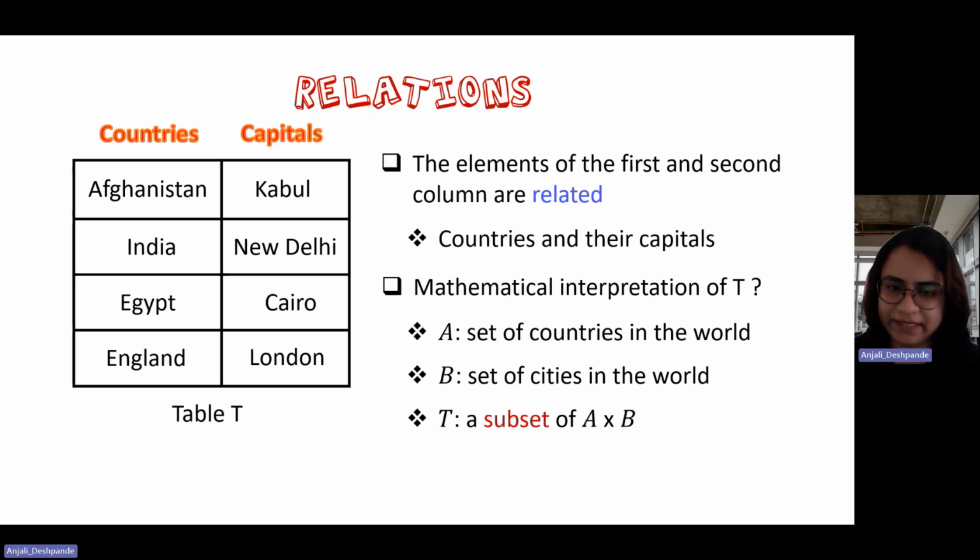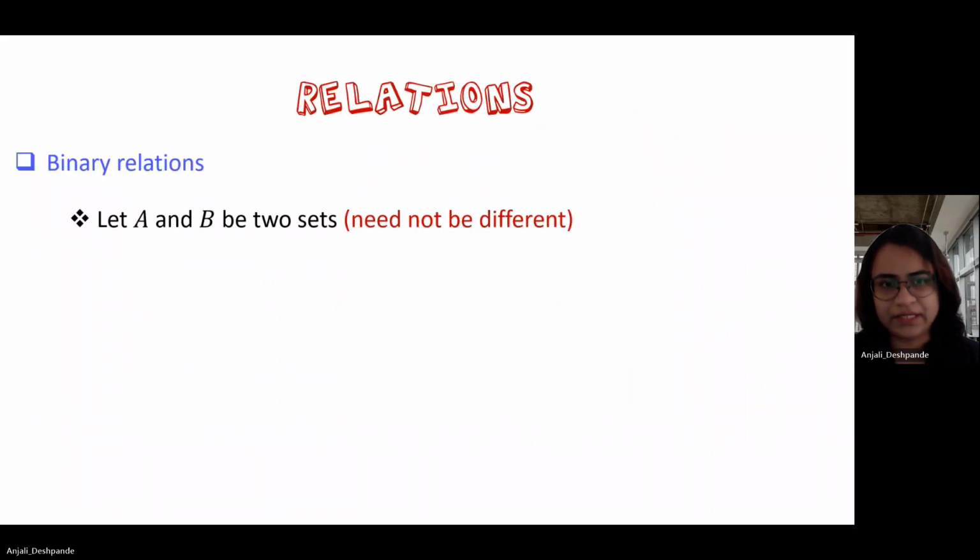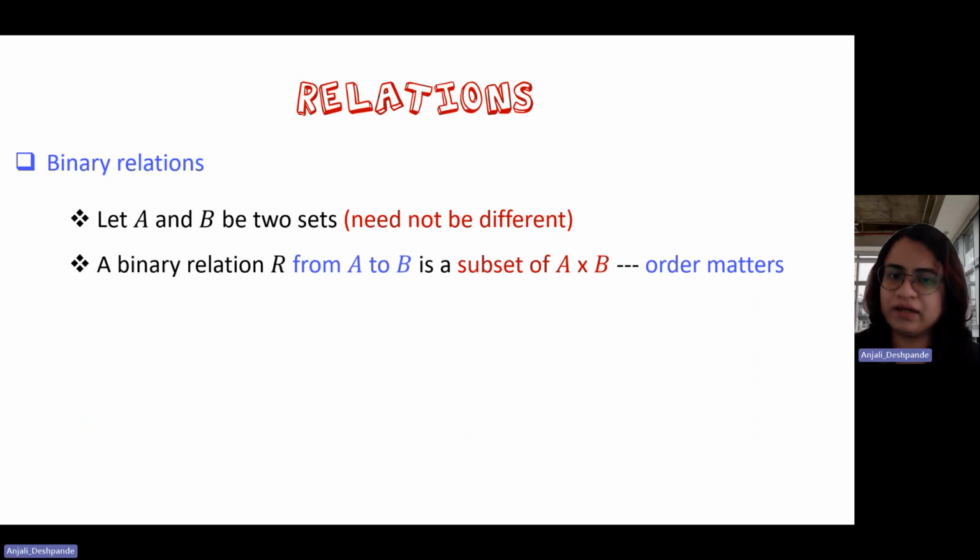A cross B will be the set having all the ordered tuples of countries and cities. Each tuple in A cross B will be a country and a city. So it will be a very vast set. My table T will be a small portion of this A cross B. In similar terms, I can define a relation. A relation is nothing but a subset of the Cartesian product of the sets under consideration.